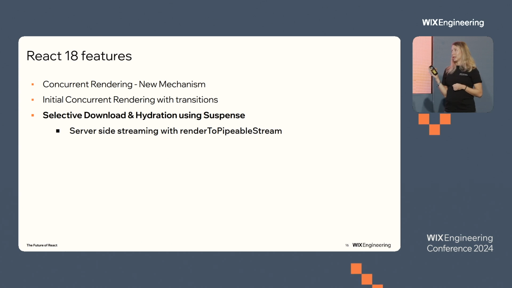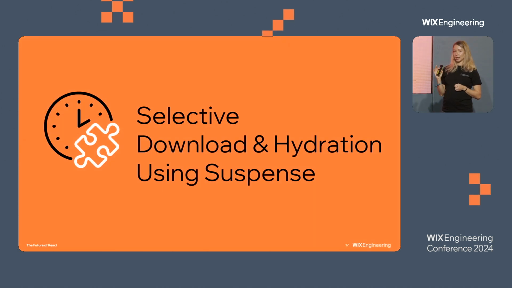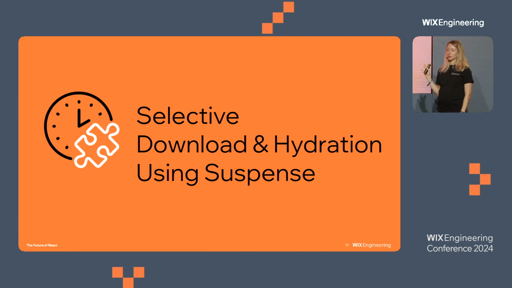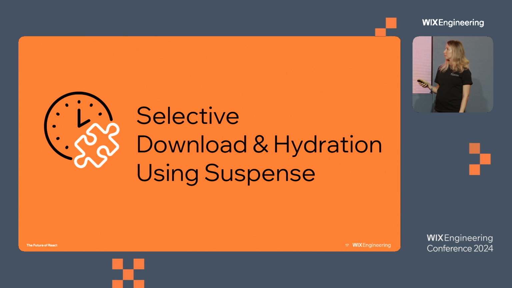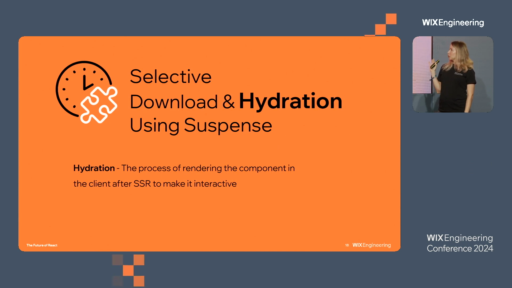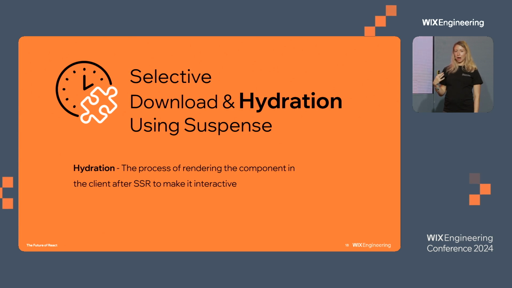That leads us to the next feature, which is selective download and hydration using Suspense, and the new API renderToPipeableStream. I guess most of you already heard about Suspense and hydration, but let's break it down a little bit. First of all, hydration. It's the process of rendering the component in the client after SSR to make it interactive. So the components are visible since we get the HTML from the rendering in the server, but then we need to make them interactive.